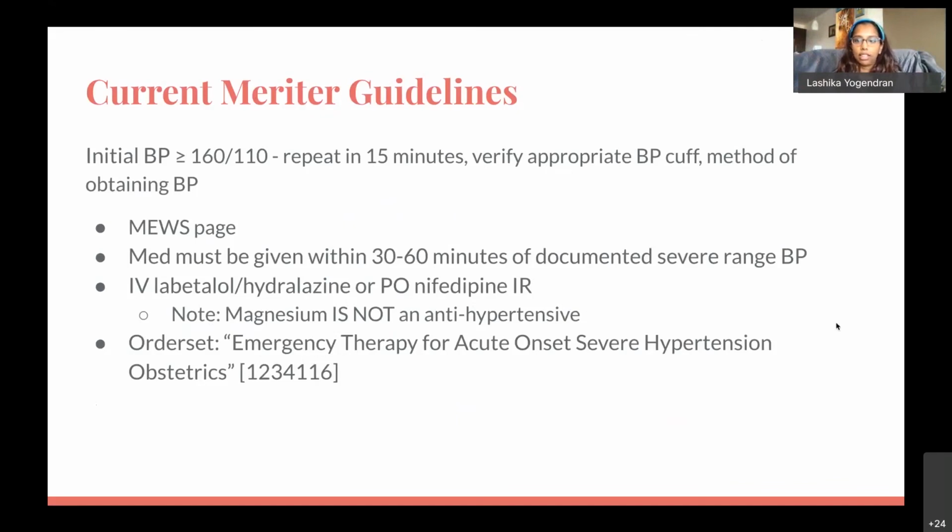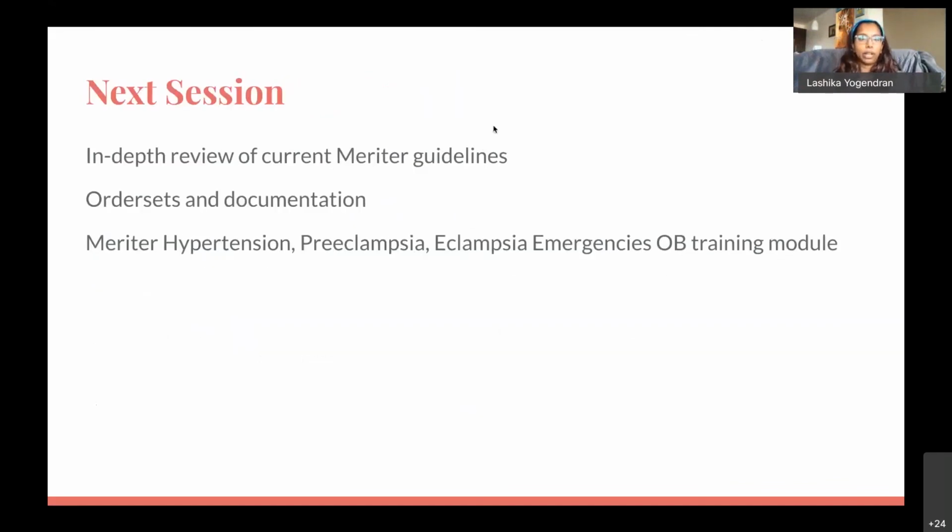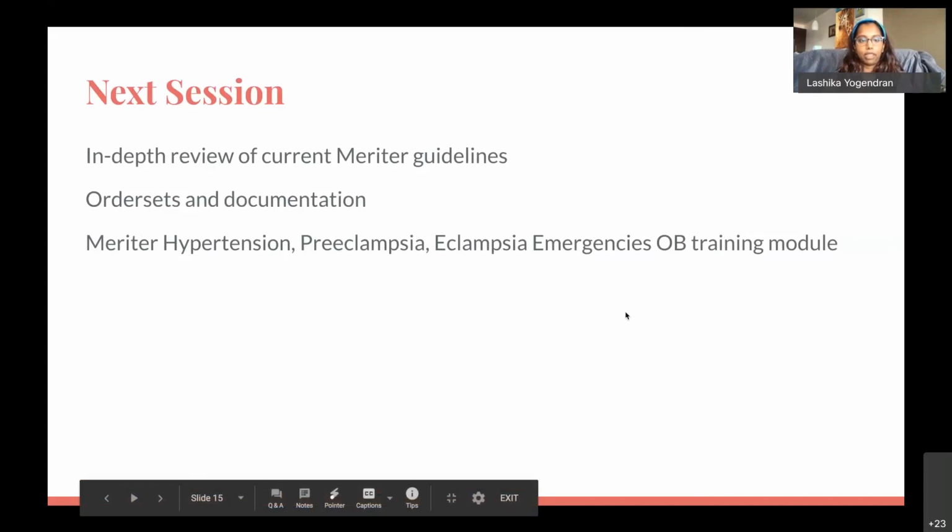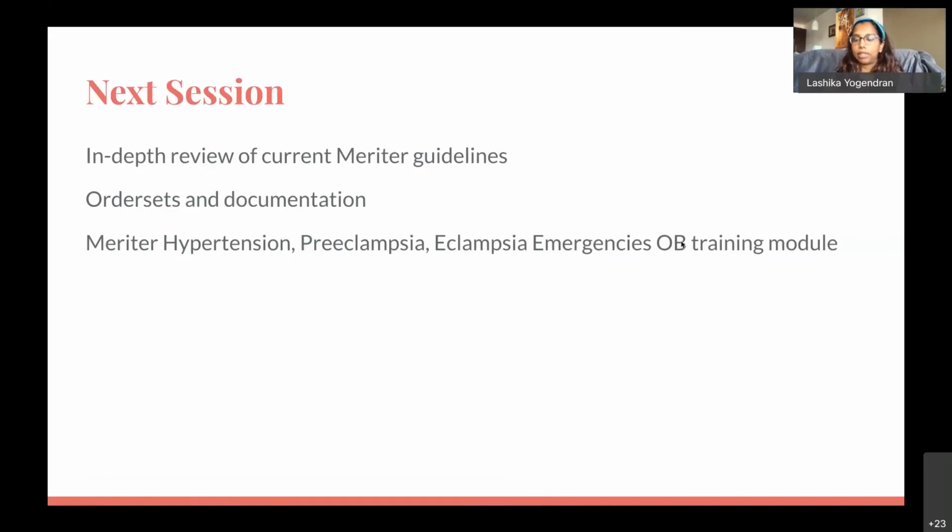And I think that's all I have. Hopefully people aren't going to run to clinic too late. But next session, and I guess it'll be in 2 sessions from now, again, we'll talk about the current Meriter guidelines in depth. We'll go over order sets and doses and documentation. And I'll also share with you guys the hypertension, preeclampsia, and eclampsia training module that I thought was really well done. And I think that's all I got.